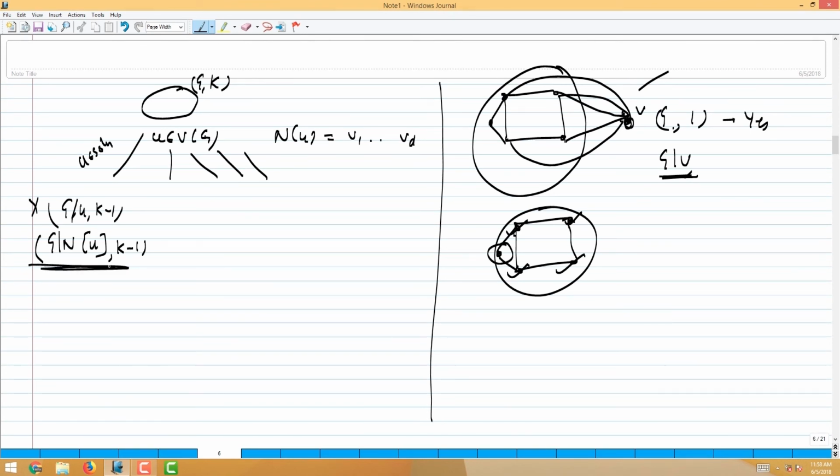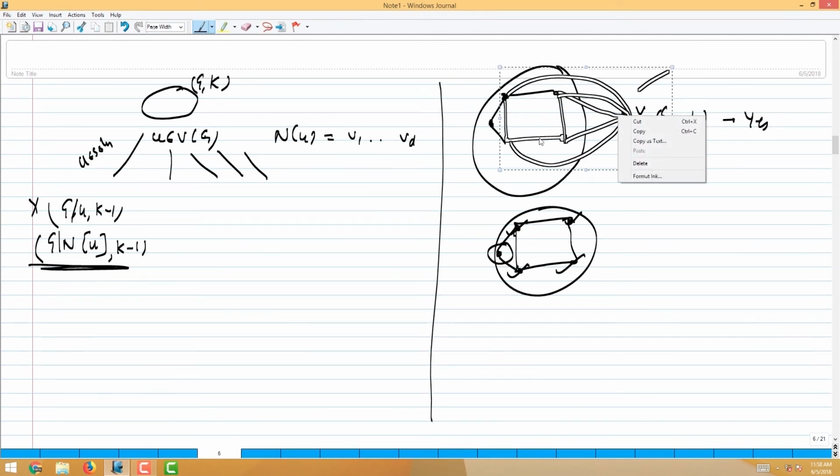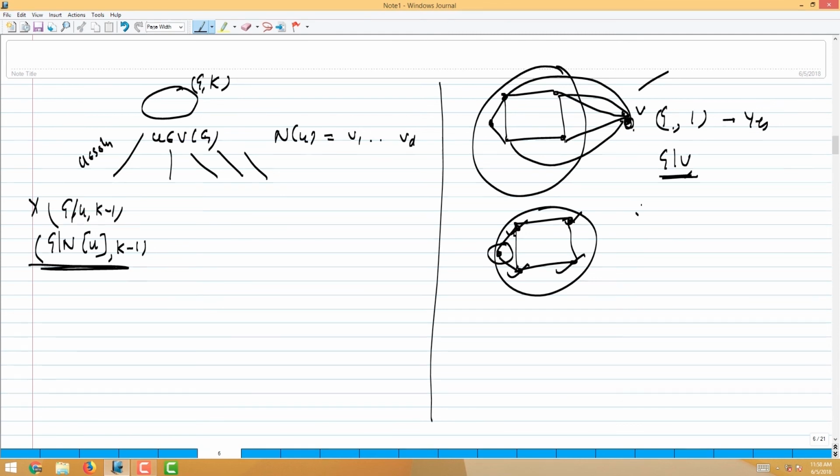Exactly. So if I delete the neighbors, we know that the neighbors have been dominated, but they might help to dominate other vertices. In general, if I delete the neighbors of a vertex set, of course they were dominated, but these vertices could help to dominate some other vertices in the graph.